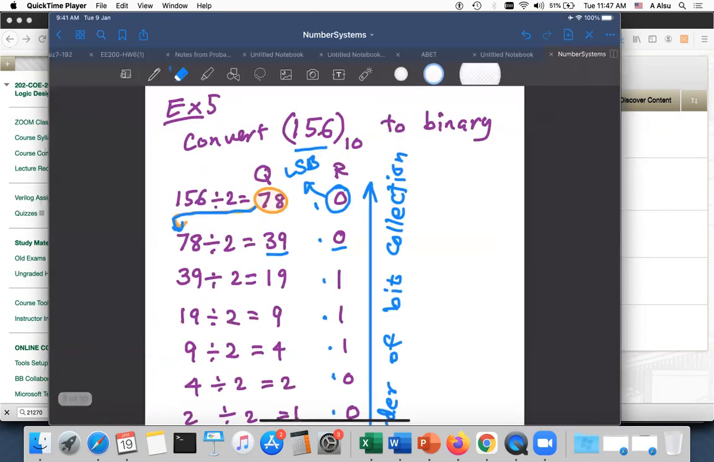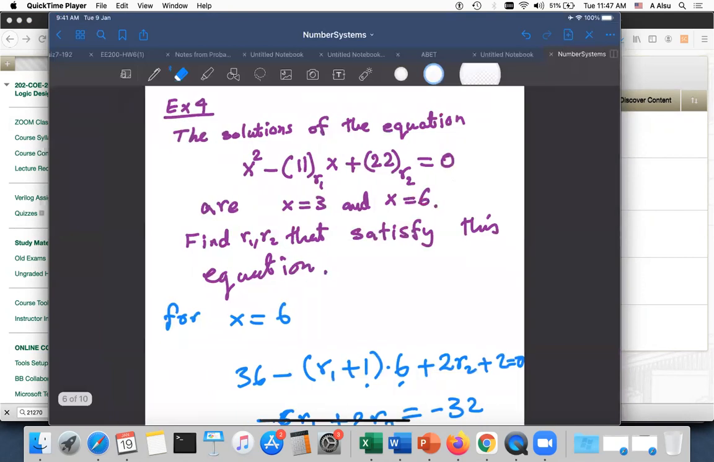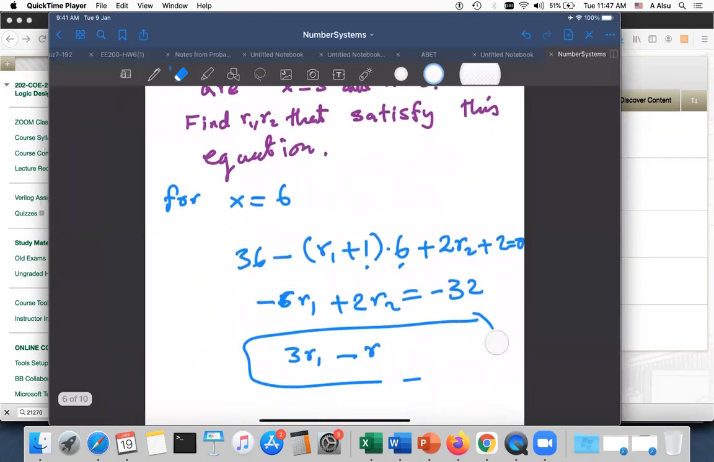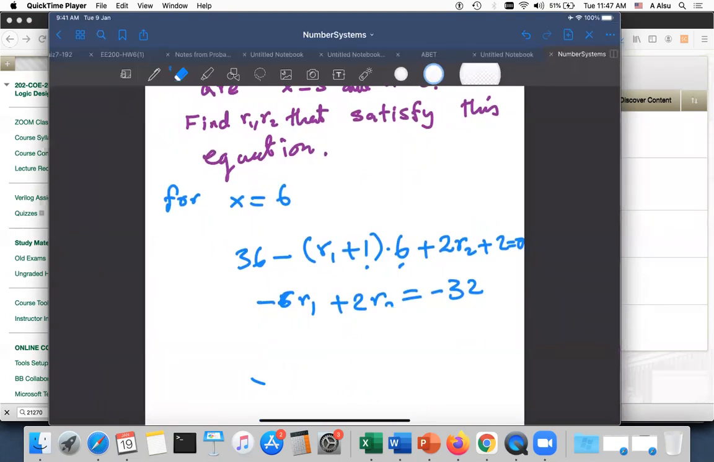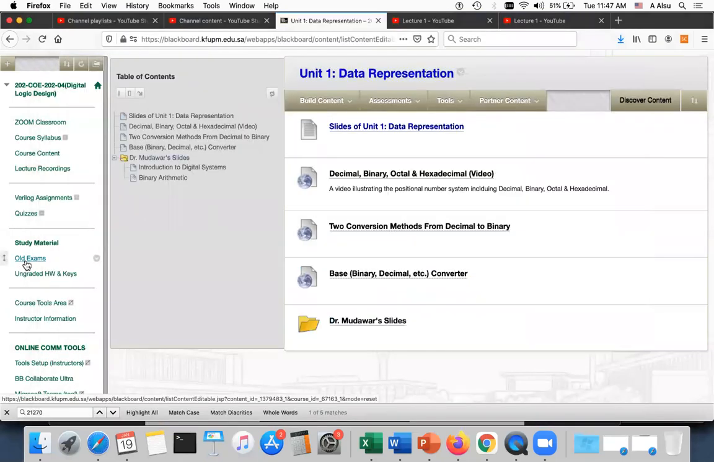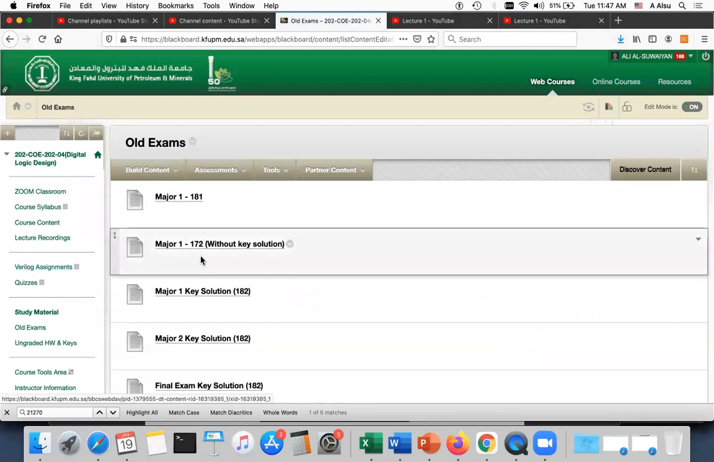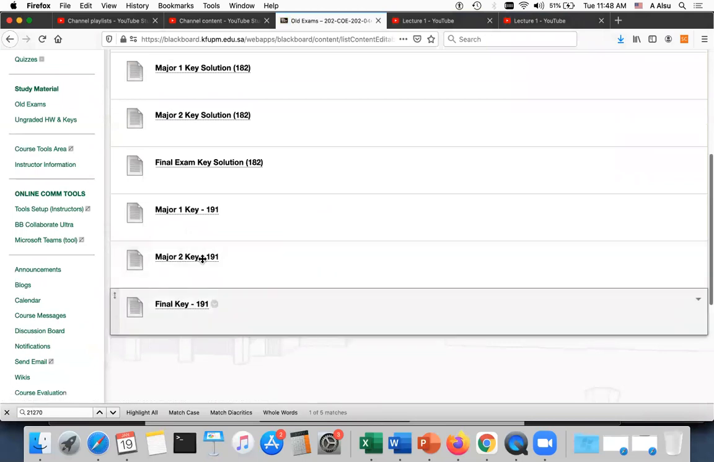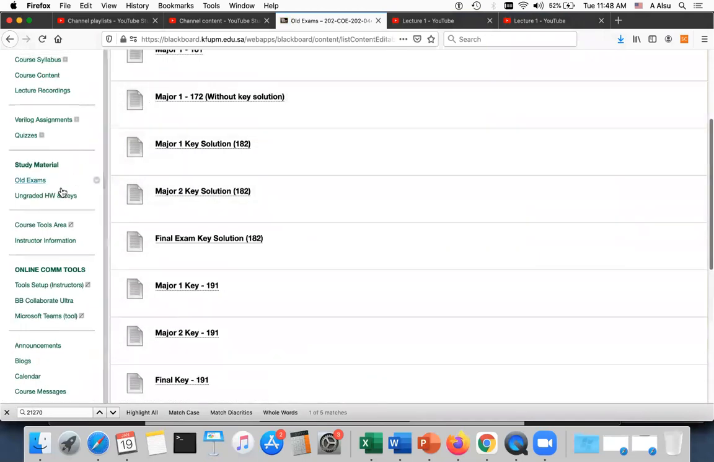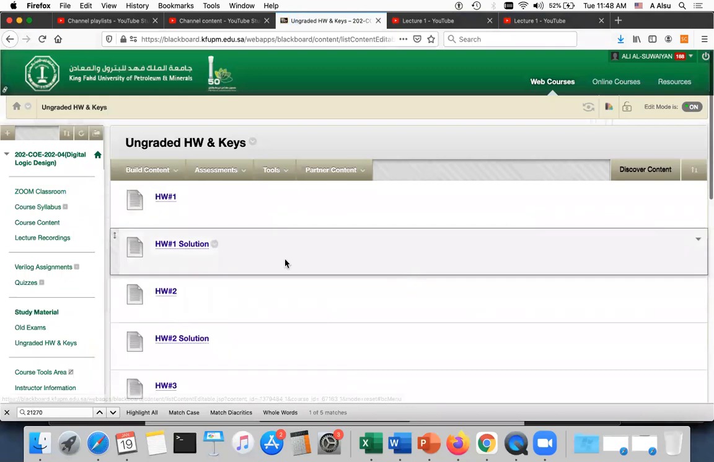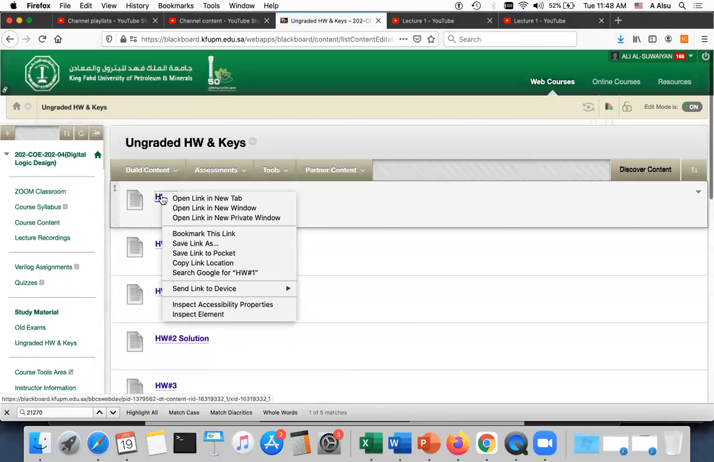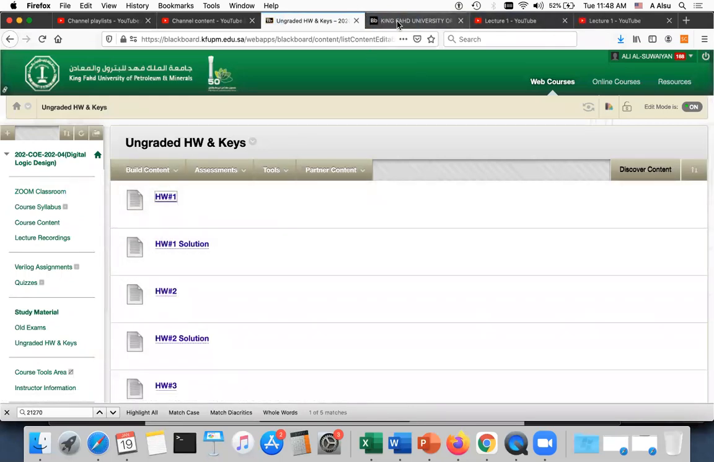Any other question? If I want to solve more questions, where can I get them? The book? This is an excellent question too. I have uploaded study material here. You can find major 1 and major 2 questions, as well as the finals, some terms, and also the ungraded homework. You don't have to submit them. You can try them and then compare the solution to your solution.